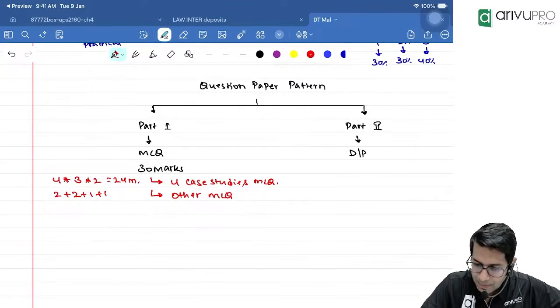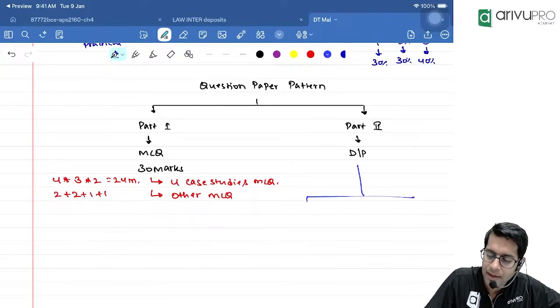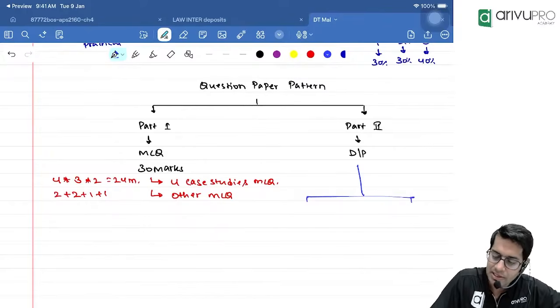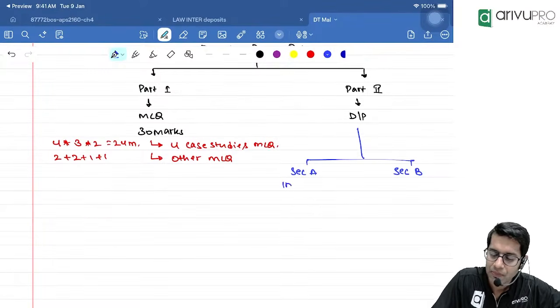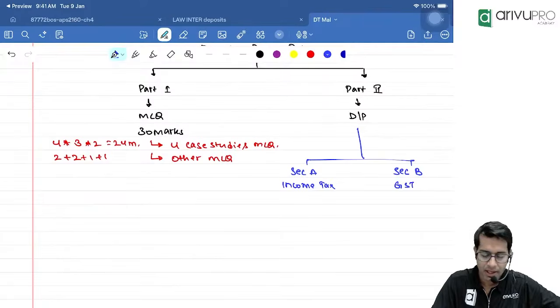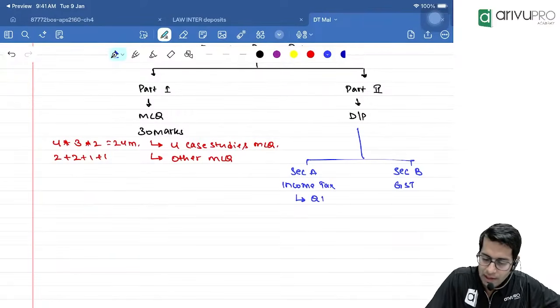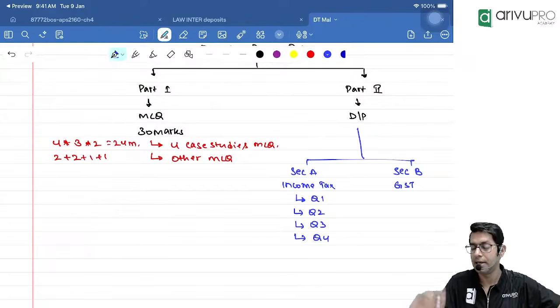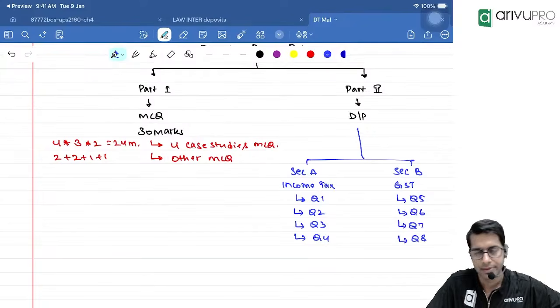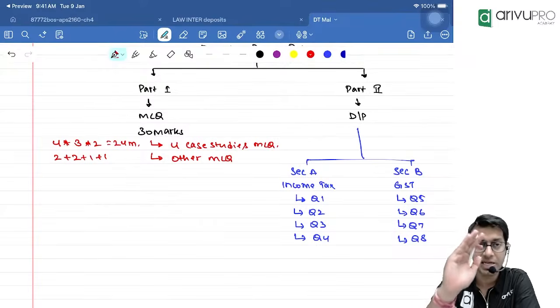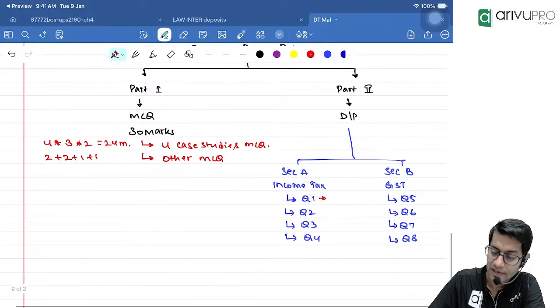Now we have the descriptive paper or practical paper. This is further divided into 2 subparts, which is section A and section B. Section A is your income tax and section B is your GST. Section A will have totally 4 questions: question 1, 2, 3 and 4. Similarly, GST, section B also will have 4 questions: question 5, 6, 7, 8. Now, in both section A and section B, the first question is a compulsory question.